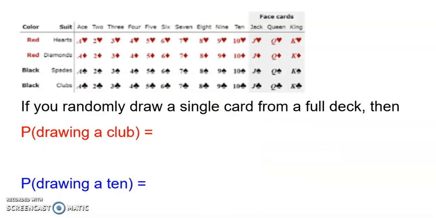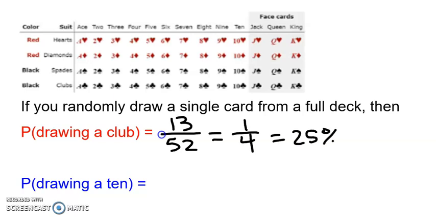So our first example is probability of drawing a club. I just want to make sure that I'm looking at the whole picture. I know that there are 52 cards here, and I have 13 cards in each suit. So that means there are 13 clubs. I also know that each suit represents a fourth of the deck, so 13 over 52 simplifies to 1 over 4, which is 25%.